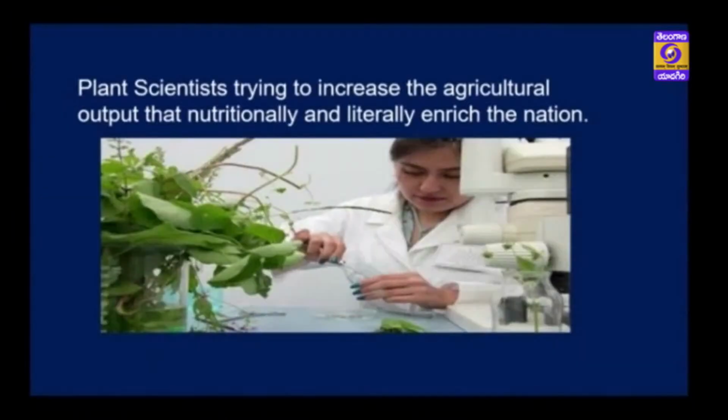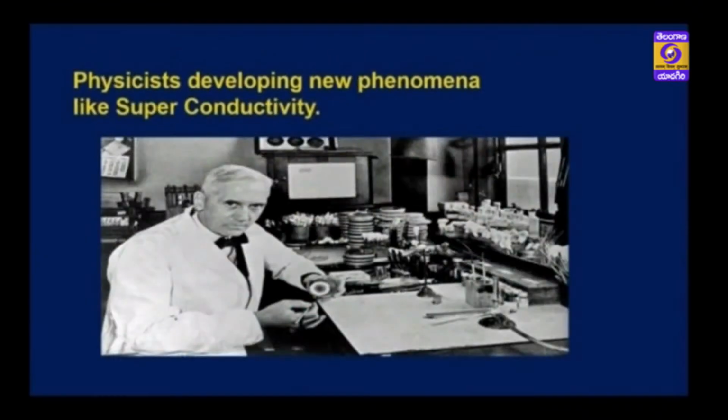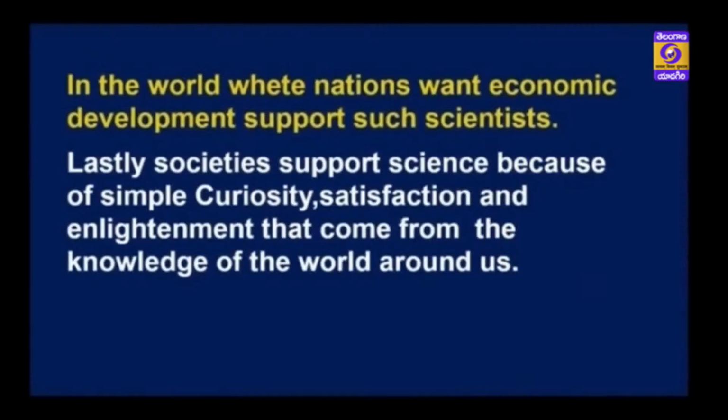Next, the plant scientist tries to increase the agricultural output that nutritionally and literally enriches the nation. You can see we are able to eat hybrid varieties of food grains or bonsai plants. That means they occupy very little space and we can get high yielding varieties. The development of such varieties is done by the plant scientist, and that also literally enriches the nation. And the chemist develops new chemical substances with potential technological applications. A physicist develops new phenomena like superconductivity. In a world where nations want economic development, they support such scientists.